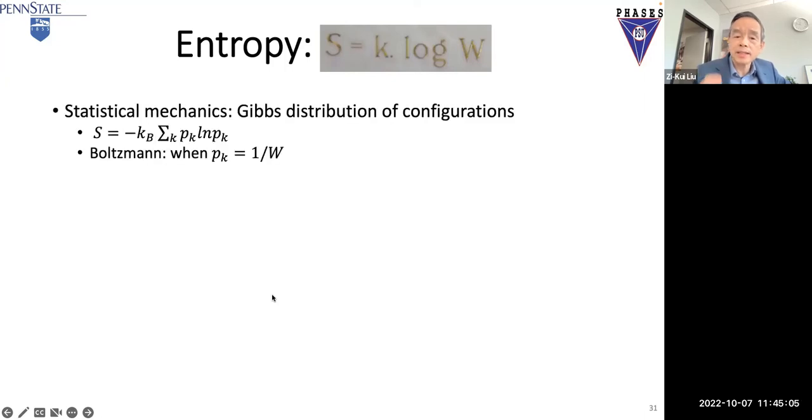And this equation is a special case of the Gibbs entropy with the probability. If each configuration has similar probability, it gives us the Boltzmann equation. Okay. So in principle, we should use this one as I demonstrated today. We should not use this one because most of the time, the different configurations have different probabilities.